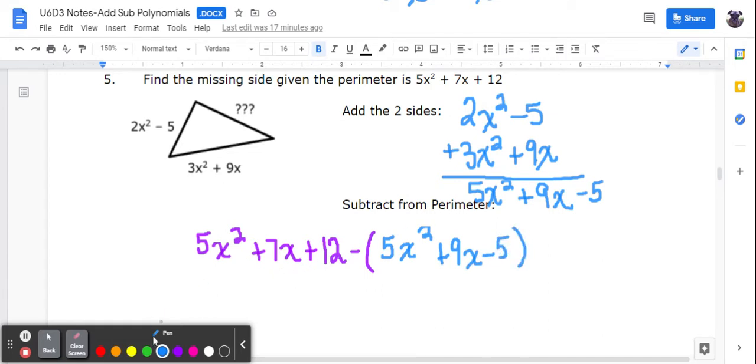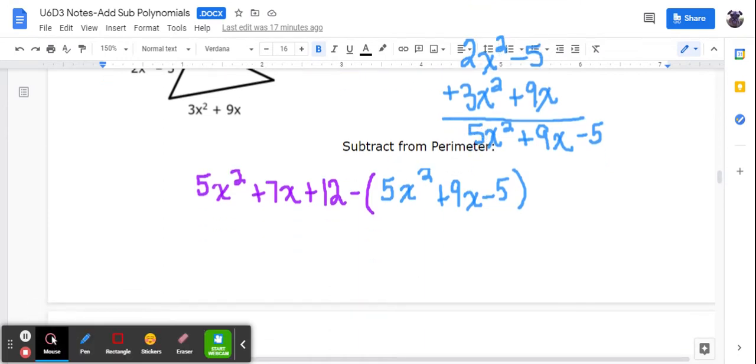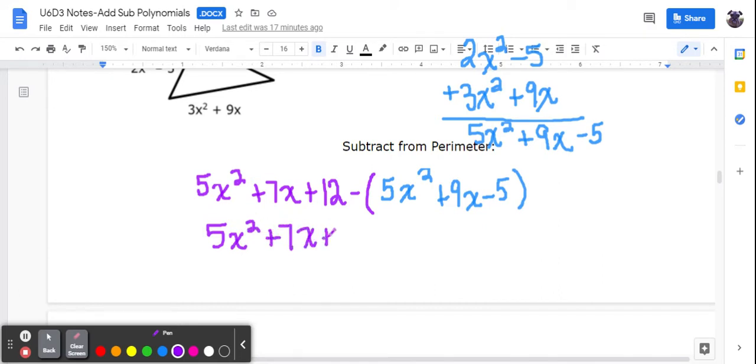So remember, with the subtraction, you do want to distribute your negative sign. So the first polynomial is going to stay the same, and the second one will change. So minus a 5x squared, a minus 9x, and a plus 5.